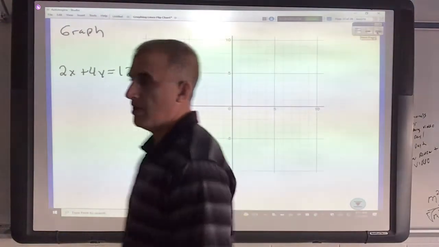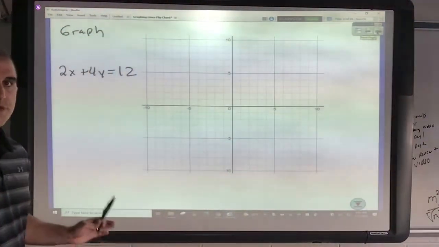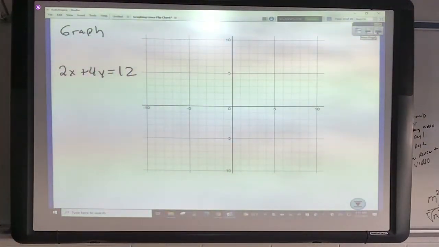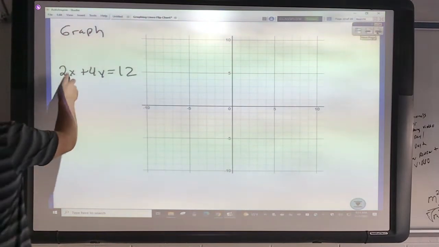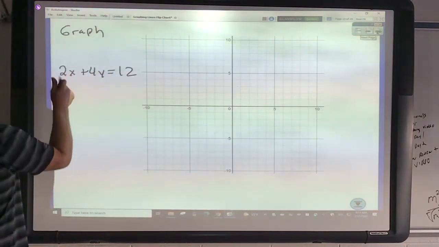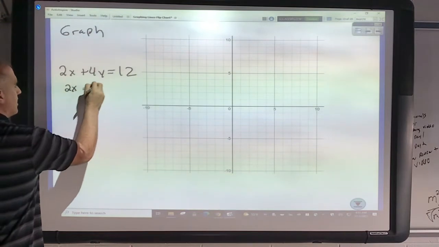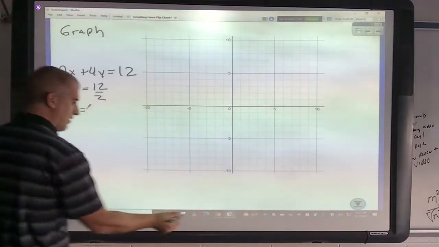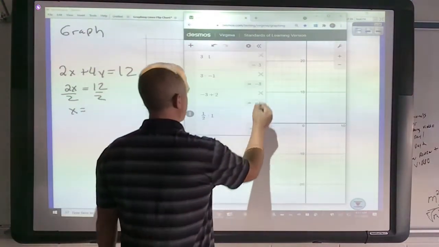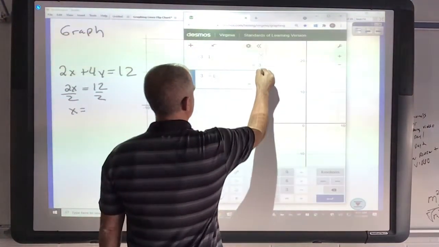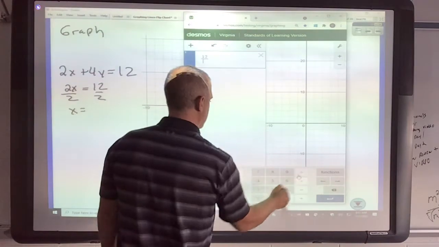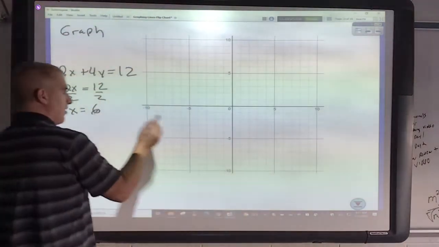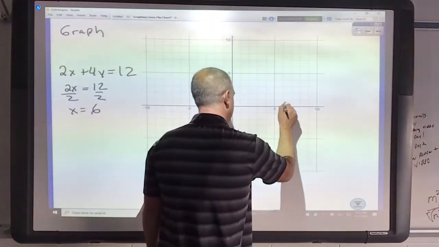All right, so that's how you do the ones with parentheses. Now, let's talk about these. These are the x's and the y's on the same side. So what I do is I do 2x equals 12. I want to divide by 2. 12 divided by 2. Let me clear these out. 12 divided by 2 is 6. So on the x-axis, 6.